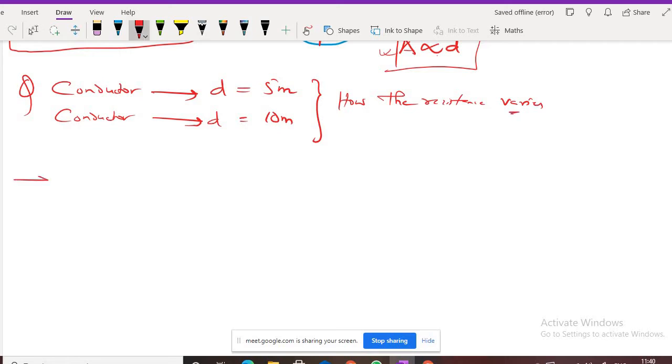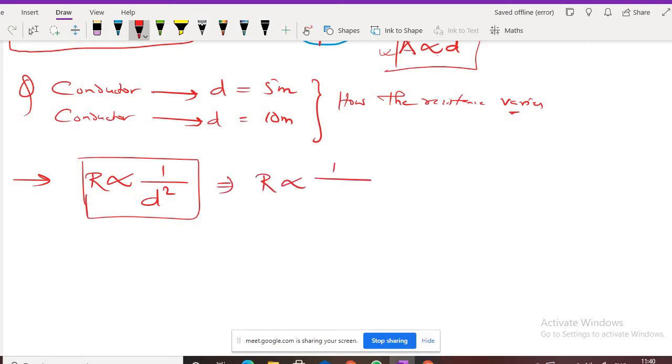We know that resistance is inversely proportional to the diameter square. I have said this right now. So we can write down R is proportional to 1 by 5 square. 1 by 5 square means what? 1 by 25. Yes or no? You divide 1 by 25, it gives 0.04. It is 0.04 ohm.